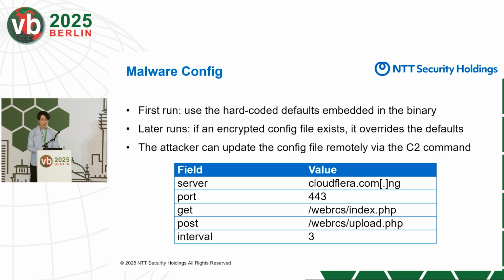We do not know how attackers update this config. The setting command only saves the current values, and no other command updates them. We assume that, instead, the attacker dropped a fresh encrypted config file using the download command.